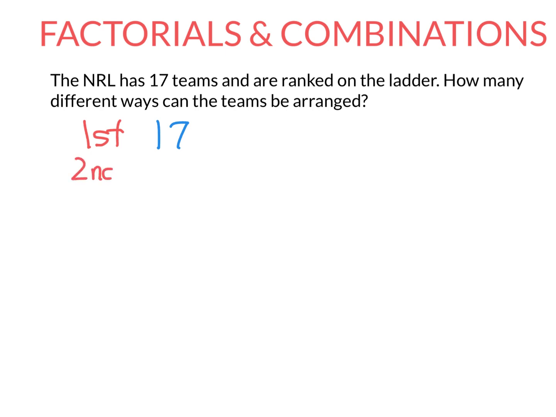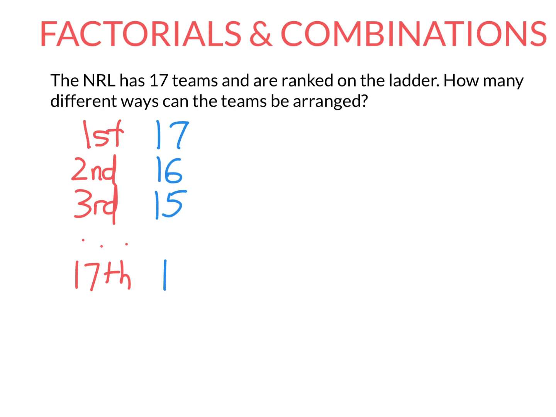So after you've picked who comes first, there are 16 teams that could come second. So for each of these 17 options, there are 16 options for the team coming second. So the number of ways to pick the first and second team is 17 times 16, which is 272. Already it's a big number. Now then, if we want to pick the third team, we've already picked two, one that's first, one that's second. There are 15 more options. And so on. If you keep going, by the time you get to the 17th team, there will be one option left.